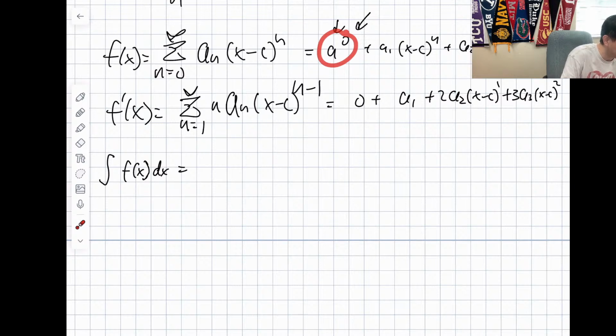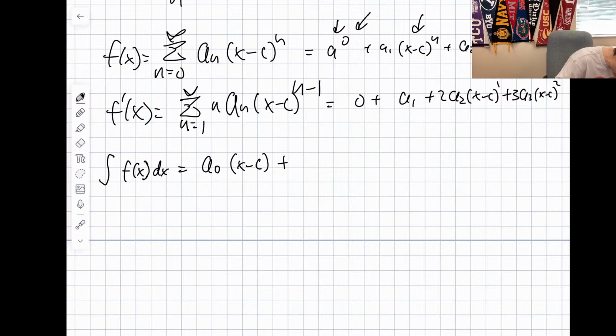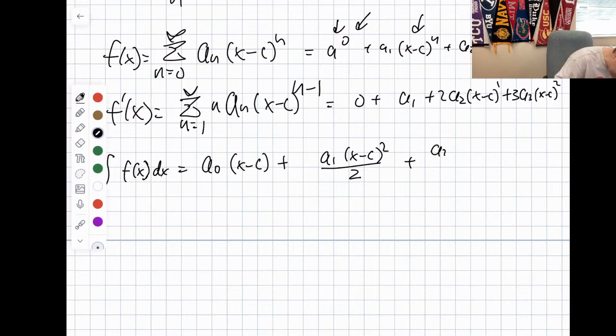There's a center somewhere. Oh, x minus c. So there was a0 times x minus c. That's the first term. Plus, well, let's integrate this one. So it'd be a1 times (x minus c) squared over 2, right? Plus a2 times (x minus c) to the third over 3. So I basically integrate each one. This 2 becomes 2 plus 1, so this one becomes 3, and the bottom becomes 3.